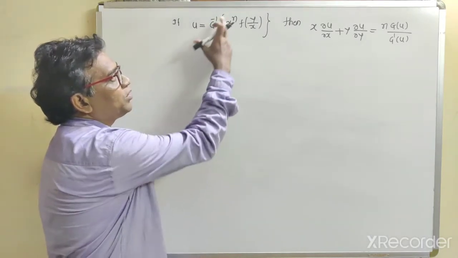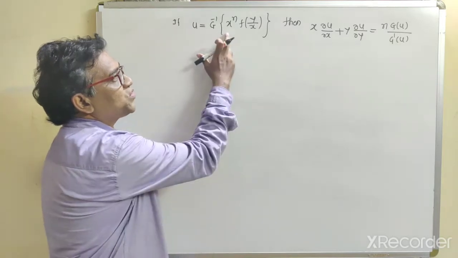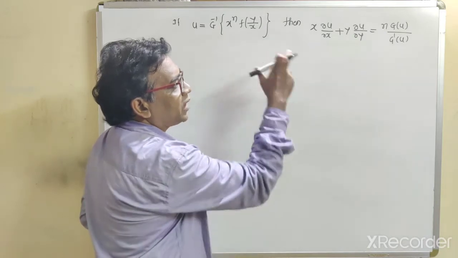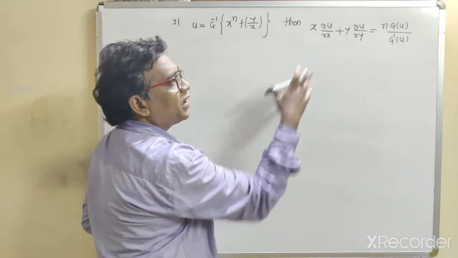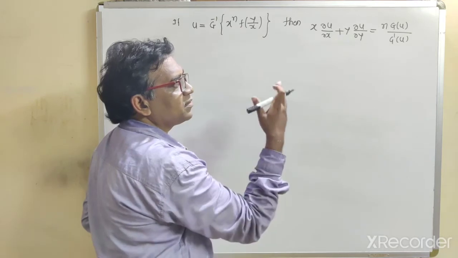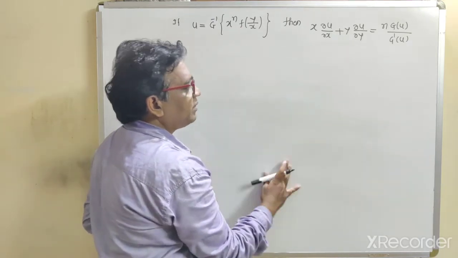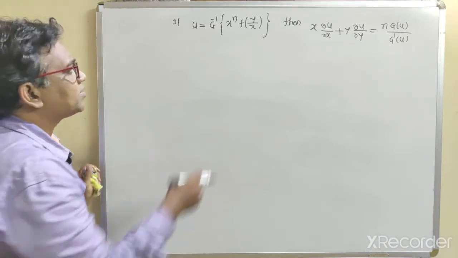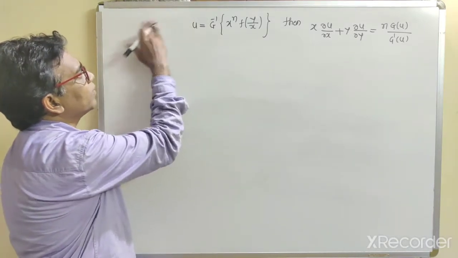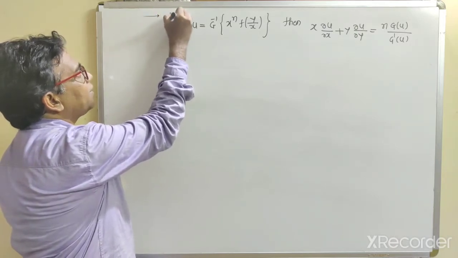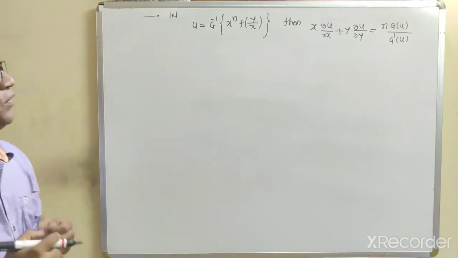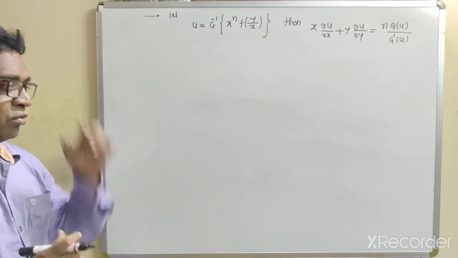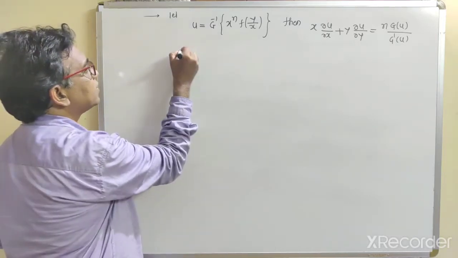If u is equal to g inverse of x raised to n into a function of y by x, then prove that x into del u by del x plus y into del u by del y equals ngu divided by the derivative of gu. This is the second consequence of Euler's theorem. This is given, so write down the given. This is the solution. Let u is equal to g inverse of x raised to n into a function of y by x.